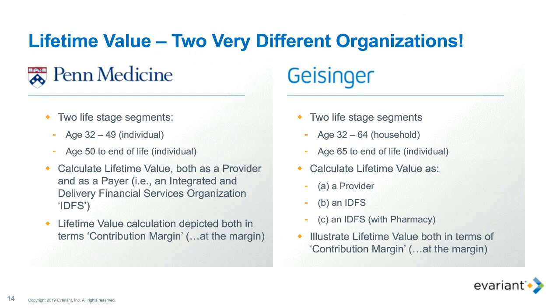Interestingly, when we ran lifetime value for Penn Medicine and Geisinger, the one thing that really stood out to our team were the differences. You heard in the introduction, Suzanne and Dawn really gave color to their emerging environment and competitive situation. So Penn prioritized, not surprisingly, very different customer segments than Geisinger. And Geisinger focused more on their payer business.